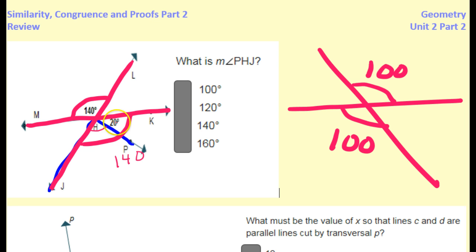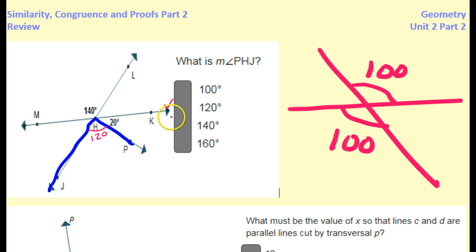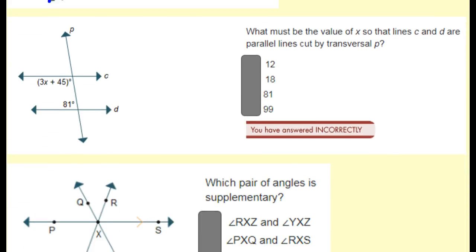So you see that one part of it is 20. That means the other part must be 120, okay, for a total of 140. So that's the angle that we were actually looking for. Alright, so 120 degrees is the answer. Kabam! Alright, let's look at the next one.